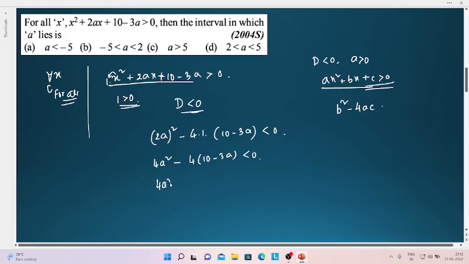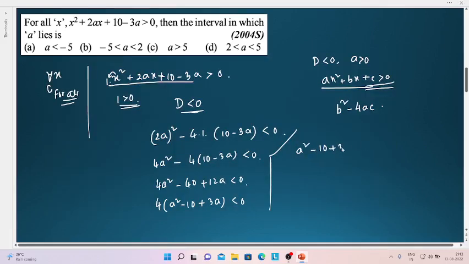So it will be 4a square minus 40 plus 12a, which is less than 0. So I can take 4 common, so it will be a square minus 10 plus 3a, which is less than 0. If I divide both sides by 4, since 4 is a positive number, the inequality sign will not change. So a square plus 3a minus 10 will be less than 0.